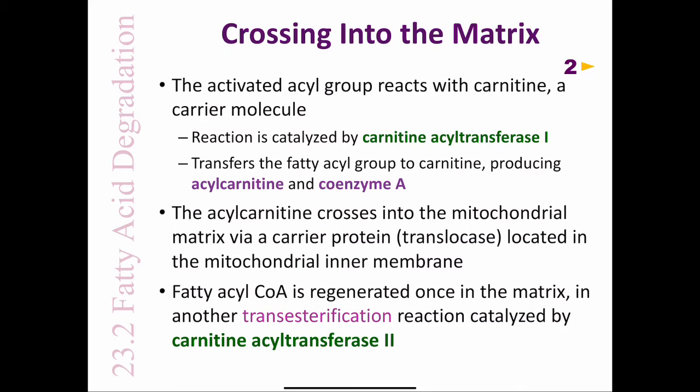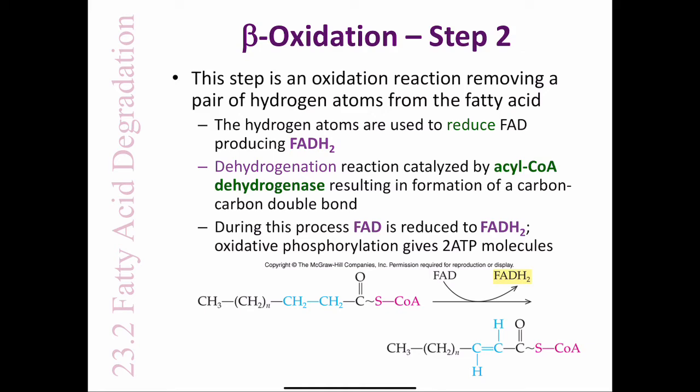The next reaction is an oxidation reaction that removes a pair of hydrogen atoms from the fatty acid. These are used to reduce FAD to produce FADH2. The dehydrogenation reaction is catalyzed by the enzyme acyl coenzyme A dehydrogenase and results in the formation of a carbon-carbon double bond. Oxidative phosphorylation yields 2 ATP molecules for each molecule of FADH2 produced by this oxidation-reduction reaction.